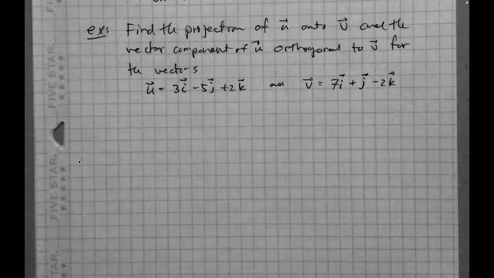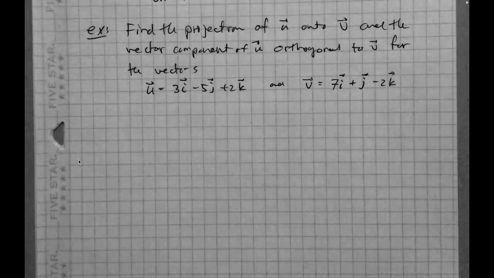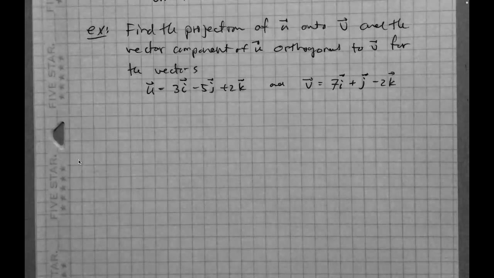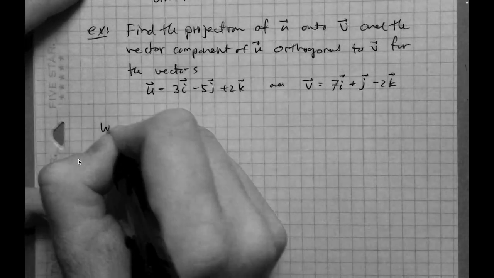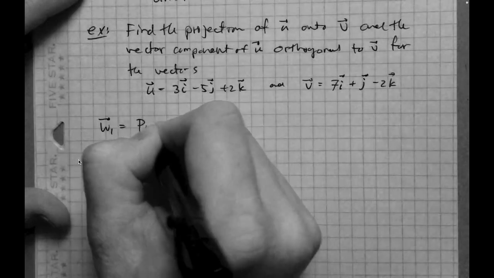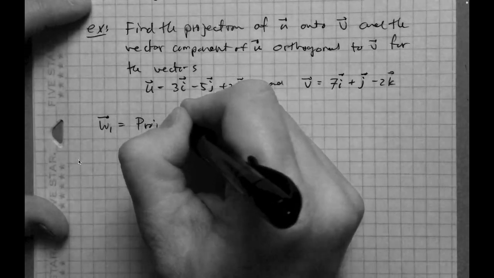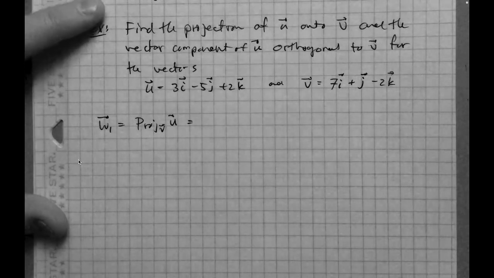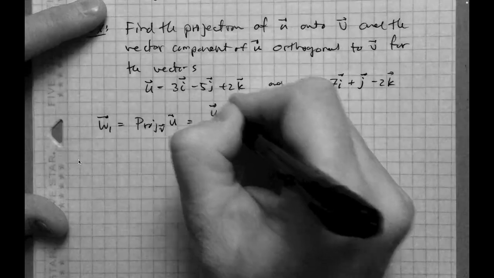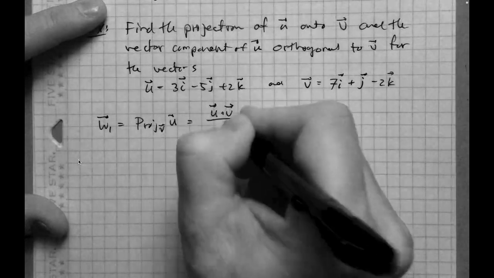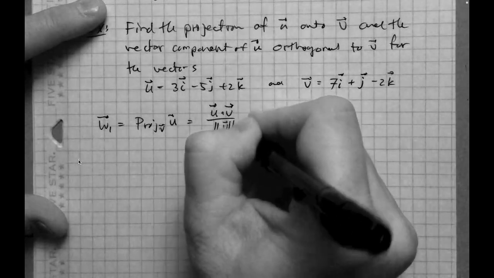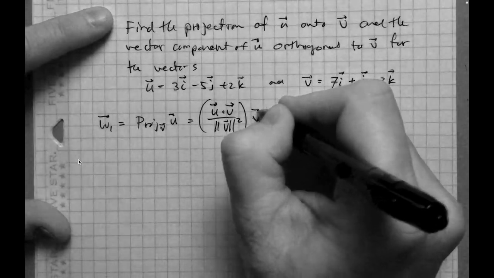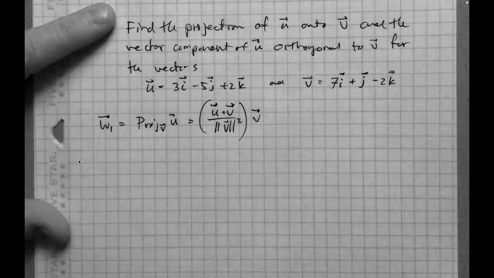We want to find the projection of u onto v. We also want to find the vector component of u orthogonal to v, right? So we need w1 and we want w2. Okay, so w1 comes first if we're not told what it is. That's the projection of u down onto v. Right, we just saw how to do that. That's going to be u dot v over the norm of v squared. That's going to be some scalar, and we want to multiply that scalar with the vector v.